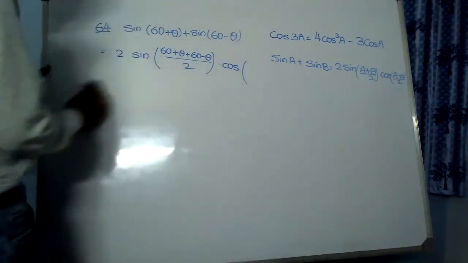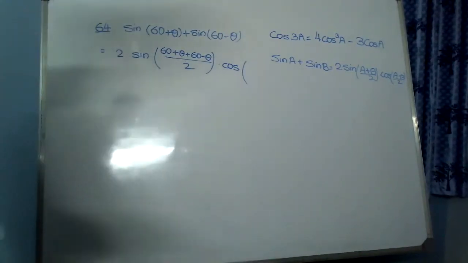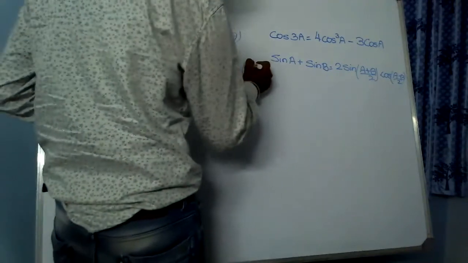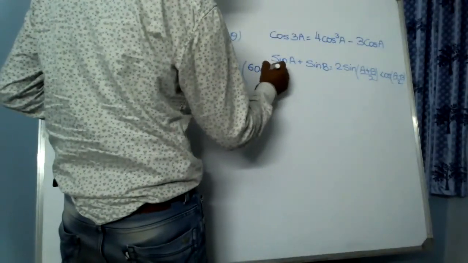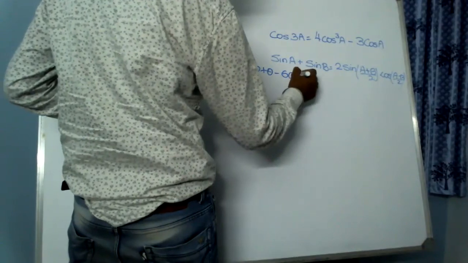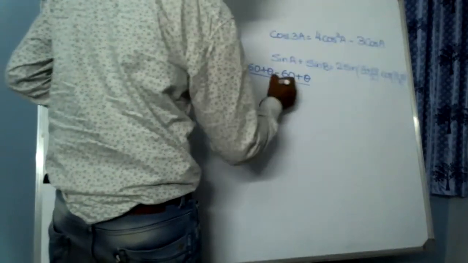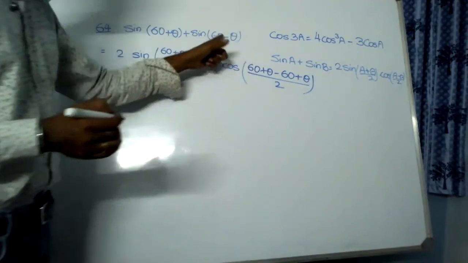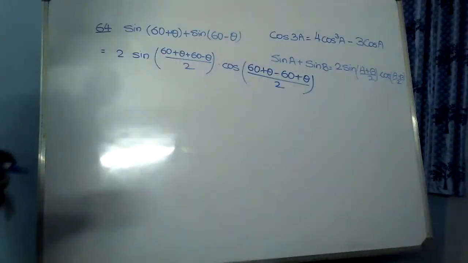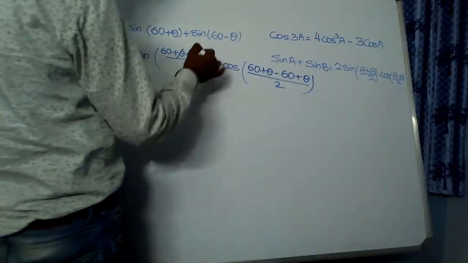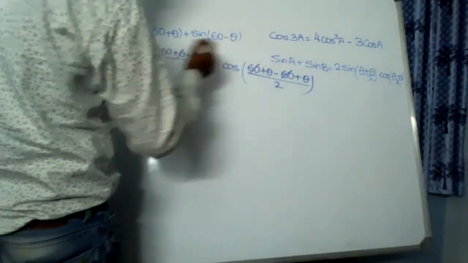One small sign will end up causing a lot of mistakes. I mean, your question will completely be changed. So it will be 60 plus theta minus 60 plus theta. See, I'm not using any bracket, but I made sure that when I'm subtracting minus 60 plus theta, I put the sign there. So what will happen here? Theta, theta gets cancelled. Here, 60, 60 gets cancelled.